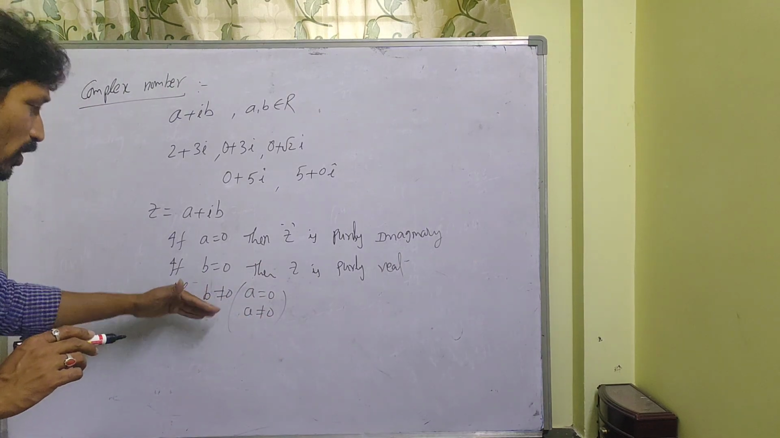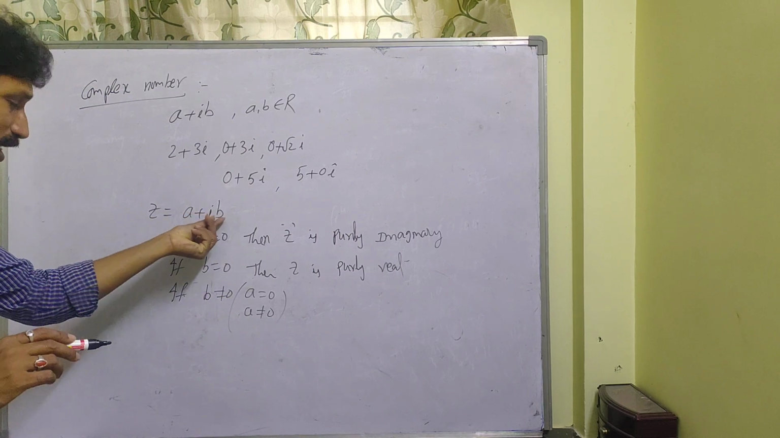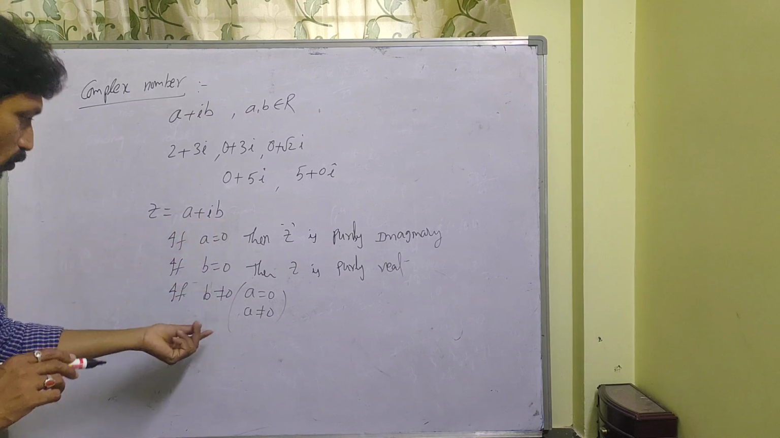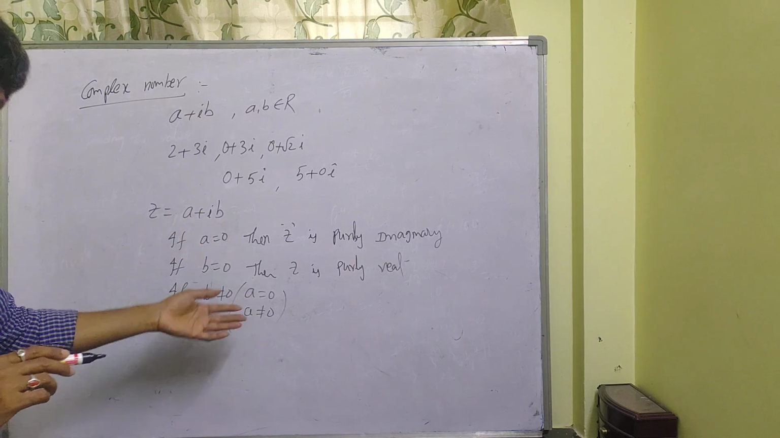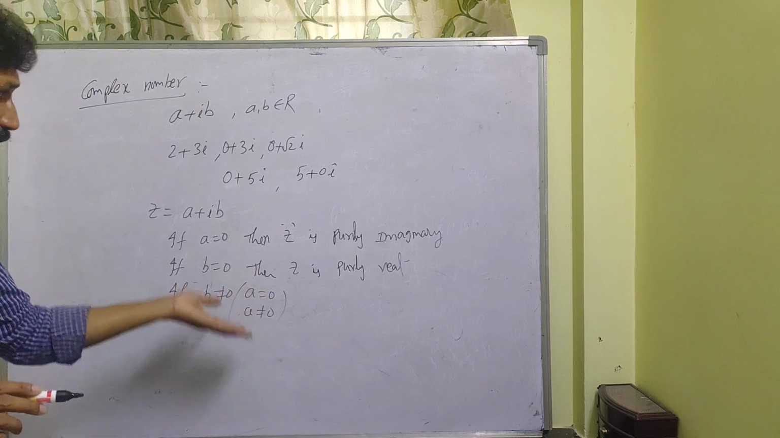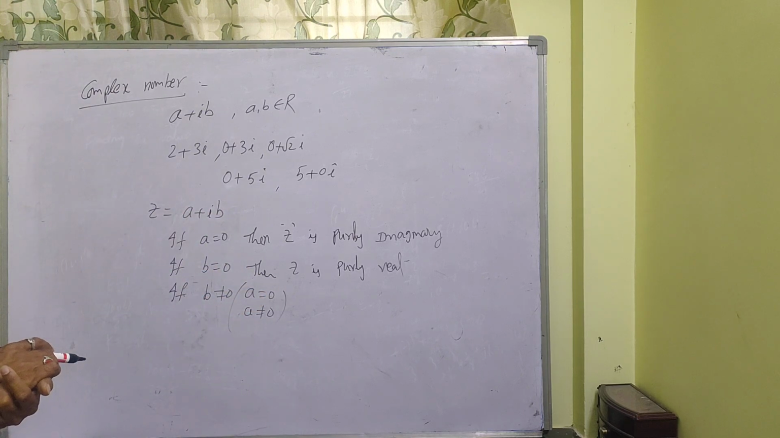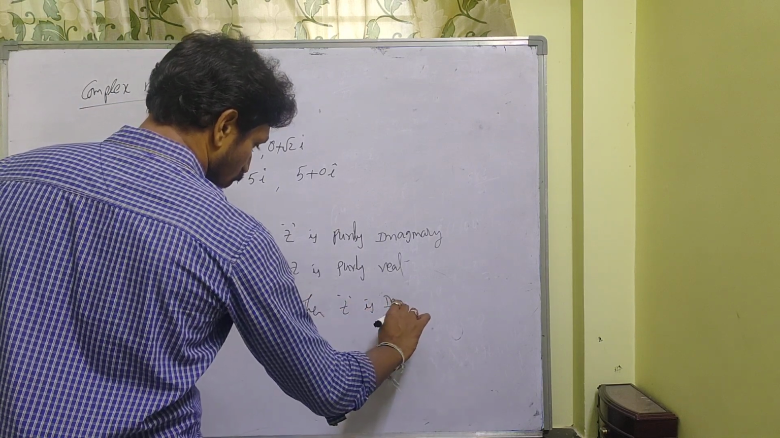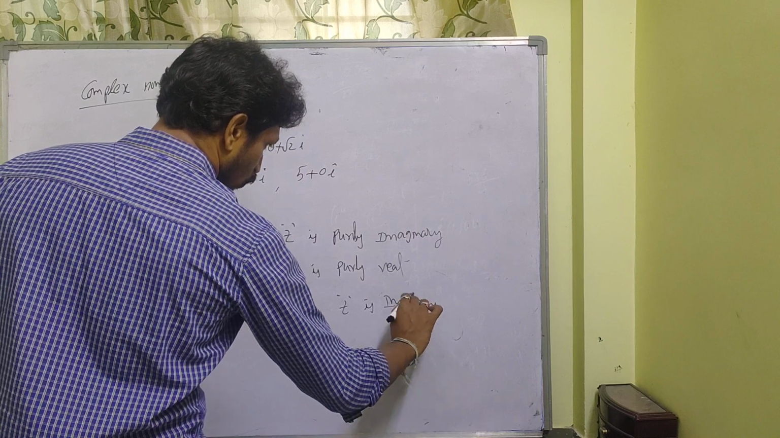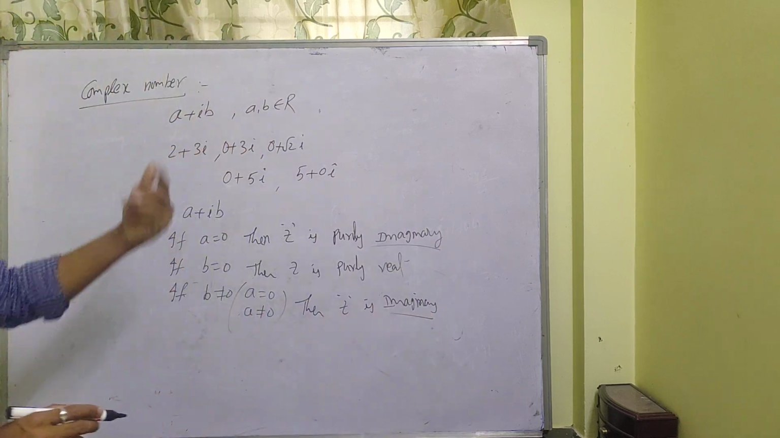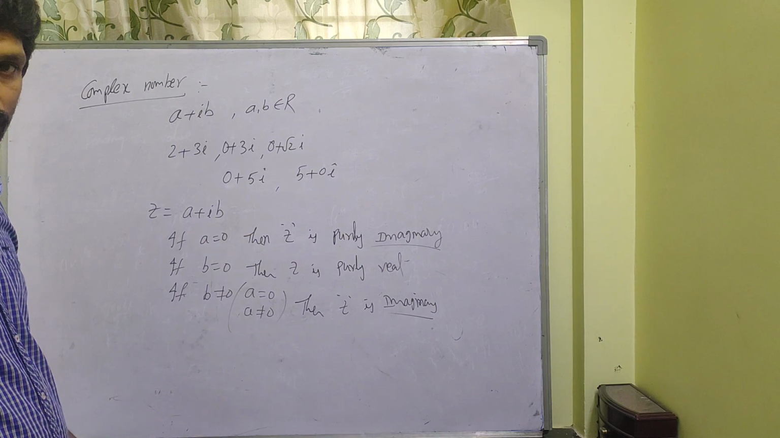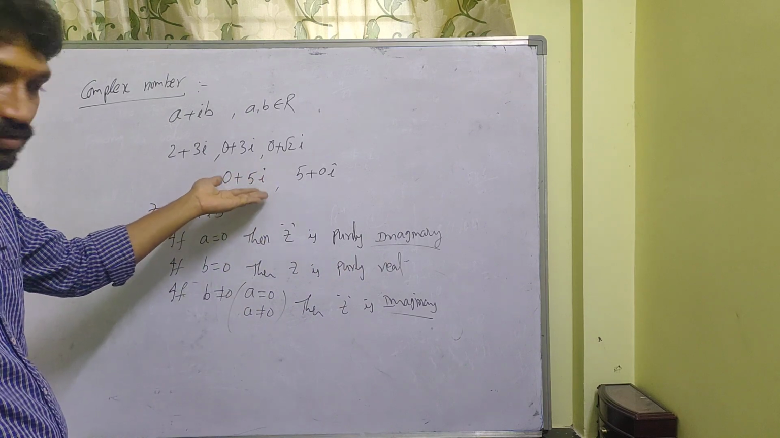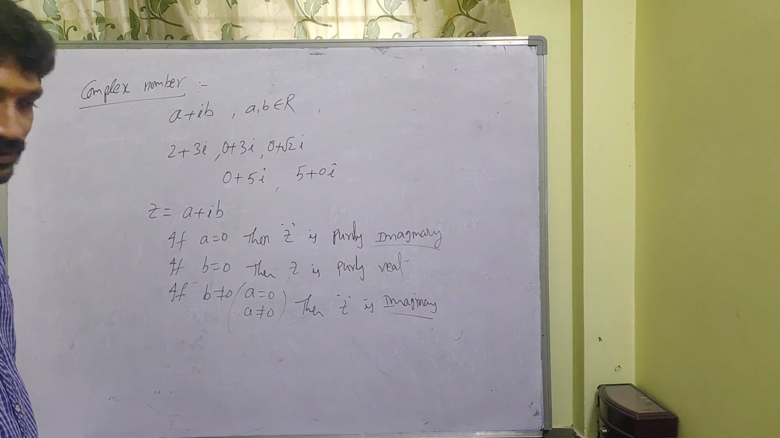Whenever b is not equal to 0, either a is equal to 0, it is an imaginary number, or a is not equal to 0, also an imaginary number. So in both cases, if b is not equal to 0, z is an imaginary number only. Here the word imaginary and complex numbers are the same. Imaginary numbers, just written with i, are nothing but complex numbers.